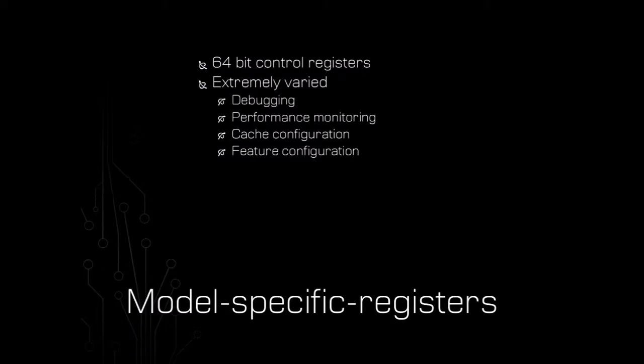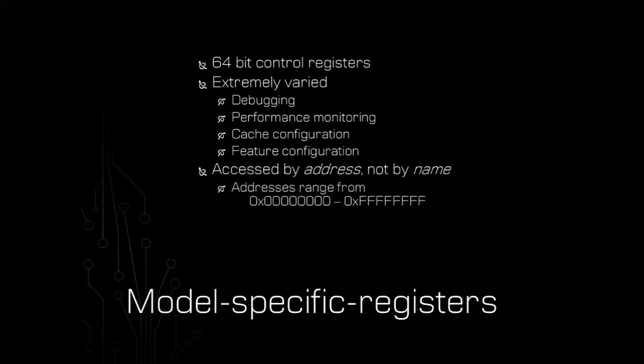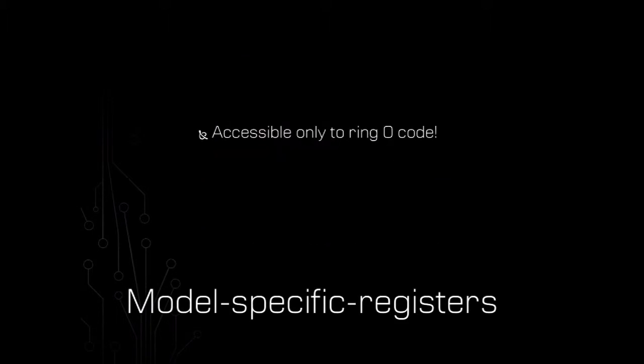They're used for things like debugging and performance monitoring and cache configuration and feature configuration. Basically, anything not directly related to computation can be tossed into the MSRs on x86. And unlike the registers you might be more familiar with, like EAX or EDX on x86, MSRs are accessed by address, not by name. And the MSR addresses go from 0 to 4 billion. So the way you access a specific MSR is you load its address into the ECX register, and then you use the read MSR and write MSR instructions in order to access the contents of that MSR.